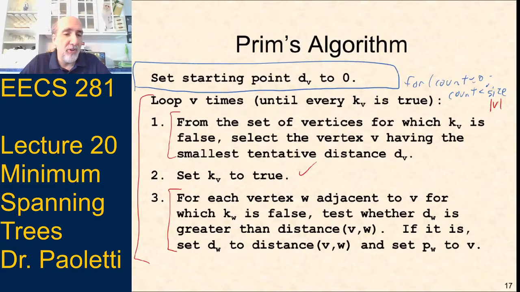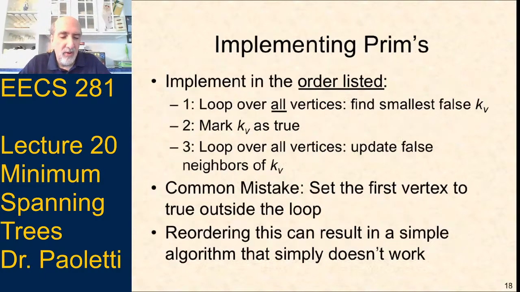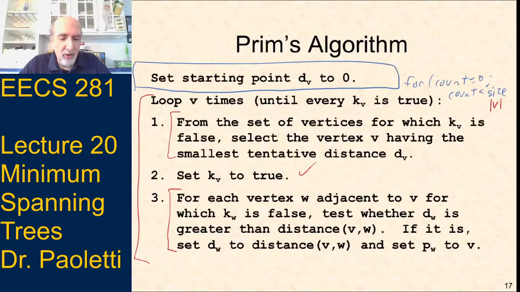Now, when you implement this, you're going to look at it and say, ooh, I can reorder this. Outside the loop, I'm going to say the first one is true. Why should I go through step 1 and go find the smallest? I know the smallest false one is 0. I know which one it is. I'm going to mark it as true outside the loop, and then I'll skip straight to step 3, and then I'll do step 1, and then I'll do step 2.